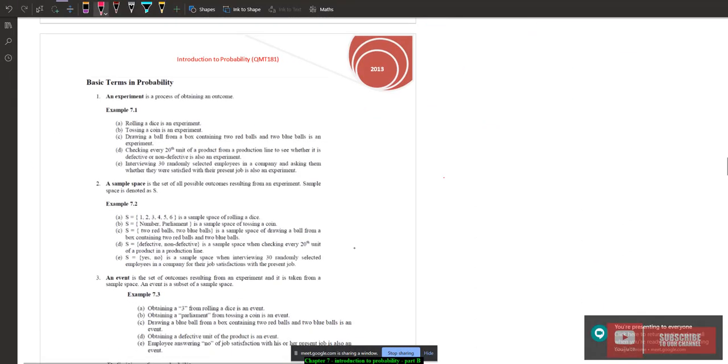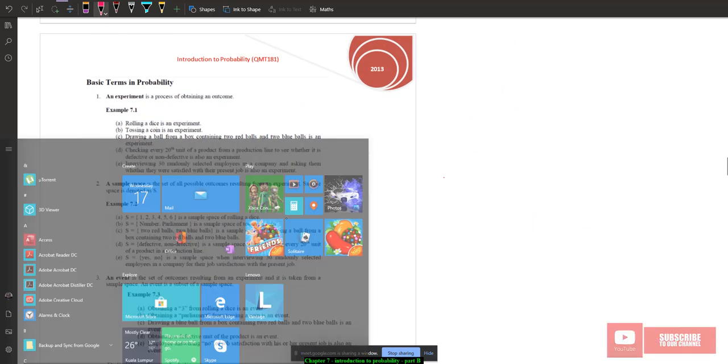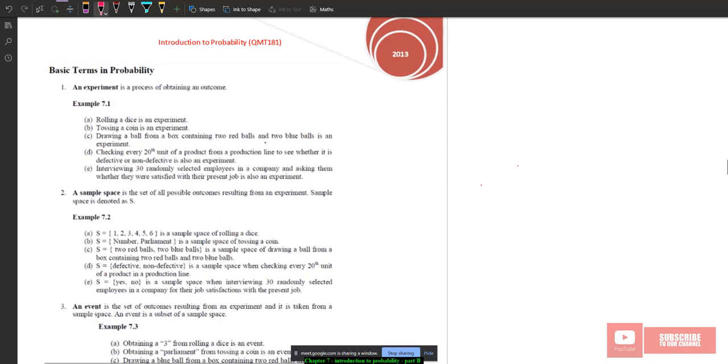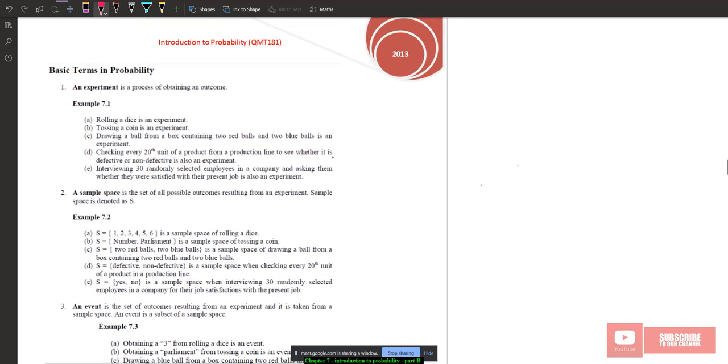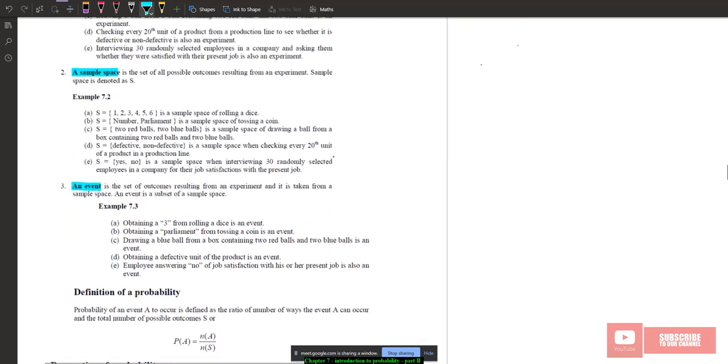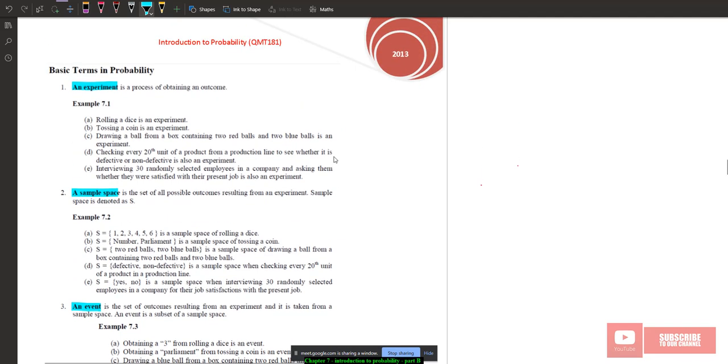For today, we're going to continue on the basic terms in probability. In probability, you need to understand some basic notation, such as an experiment, a sample space, and an event. So there are three notations that you need to understand. The first notation is experiment.